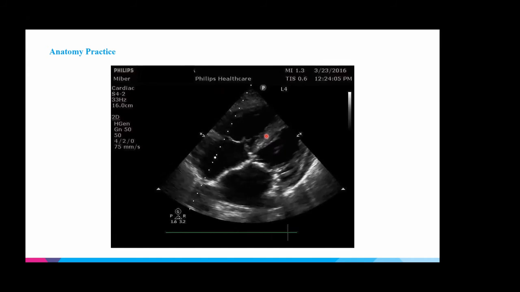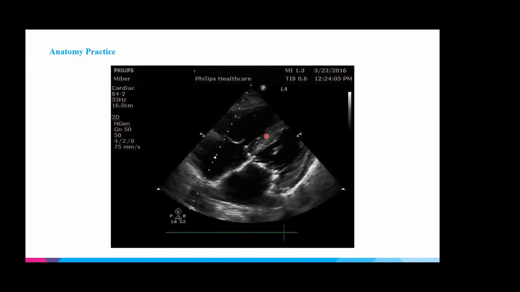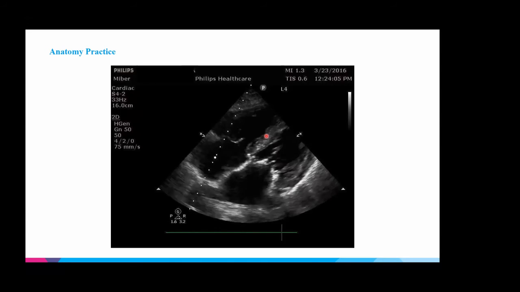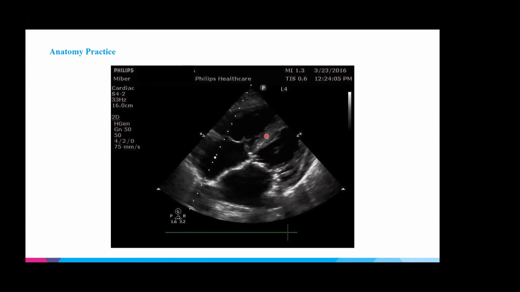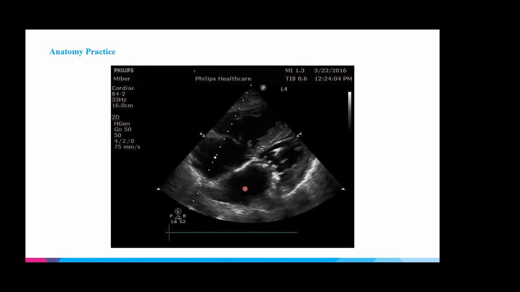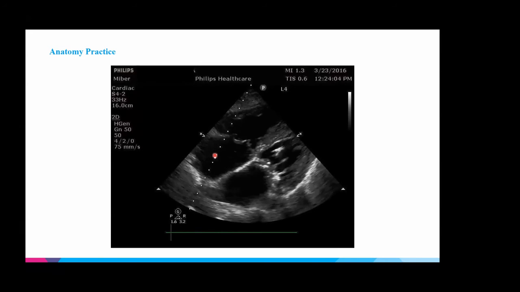All right, what do we think about here? This is a subcostal 4-chamber. Mm-hmm. And so what's down here? LV. All right, excellent. Here, LA. Excellent. Up here, RV. Perfect, and then up here. All right. All right, good.